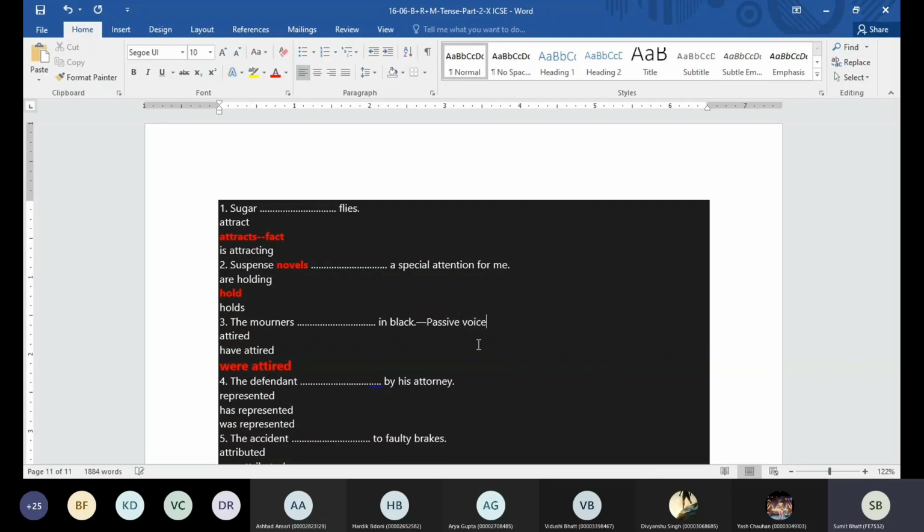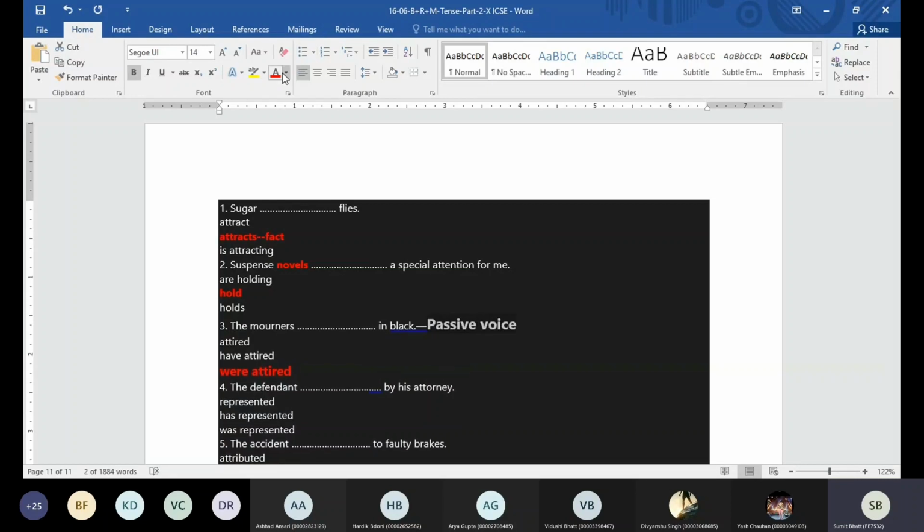Not really, right? So the sentence here is in passive voice. Which voice are we using? Passive voice. You can get a sentence in passive voice also. When we do active and passive voice, then I'll explain it further. So the mourners dash in black, we are using were attired. The reason is that the sentence is in passive voice. They were asked to attire in this by somebody. So when you transform the same sentence, it's going to be the mourners were asked to attire, were attired, we can say, in black.